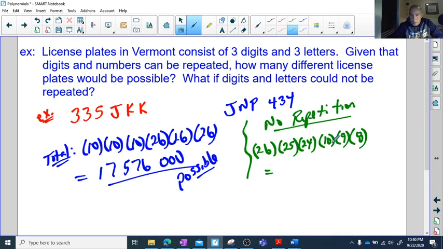So under this system, as you can tell, because some of these numbers are smaller, we're going to have fewer possibilities. So I'm just going to do this calculation. That calculation gave me 11,232,000, which, as we expected, is fewer possibilities. All right, so that's what we call the fundamental counting principle, or sometimes they just call it counting principle.